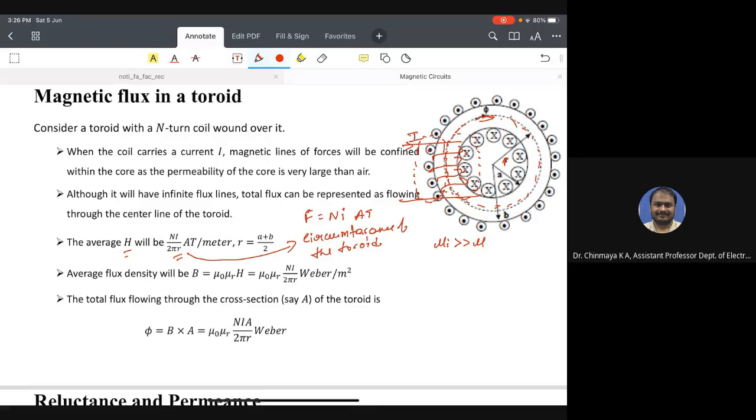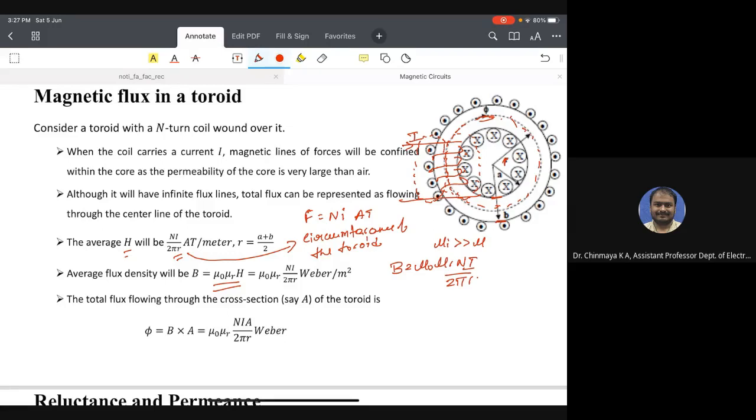R is (A plus B) by 2, where B is the outer radius and A is the inner one. We are basically considering the middle of the toroid as the radius. The average flux density in the toroid can be written as mu naught mu r into H. Therefore, B is equal to mu naught mu r into N into I divided by 2 pi r.